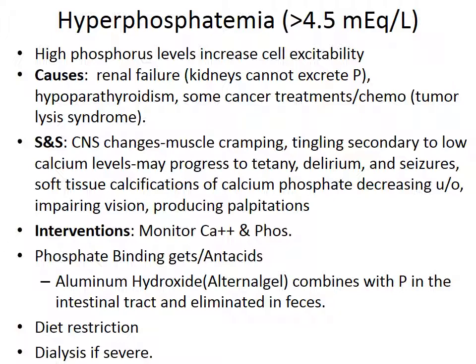Soft tissue calcifications of calcium phosphate are noted, along with decreased urine output and impaired vision, which produces palpitations. Interventions include monitoring the calcium and the phosphorus levels. Pharmacological interventions include phosphate-binding agents and antacids, such as aluminum hydroxide or Alternagel, which combines with the phosphorus in the intestinal tract and allows it to be eliminated in the feces. Diet restriction is important, and again, in patients with elevated phosphorus levels that don't respond to medical and pharmacological therapy, dialysis may be indicated.